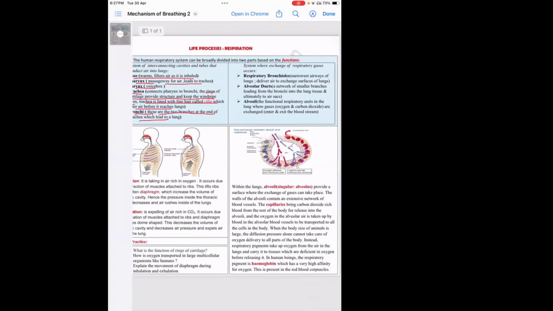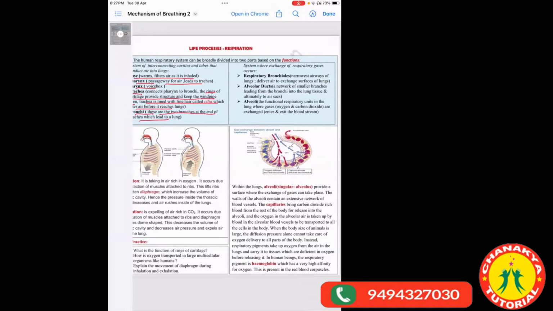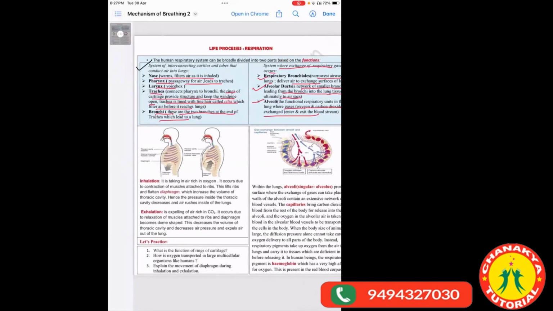Lungs. So they will be leading to the lungs. Then the system where exchange of respiratory gases occurs. In the bronchioles, the narrowest airways of the lungs, deliver air for exchange of gases to the lungs. Alveolar ducts, a network of smaller branches leading from the bronchi into the lung tissue and ultimately to the air sac. And at last, the alveoli is a place where the oxygen and carbon dioxide are exchanged, or we can say that the oxygen and carbon dioxide enter and exit the bloodstream there.